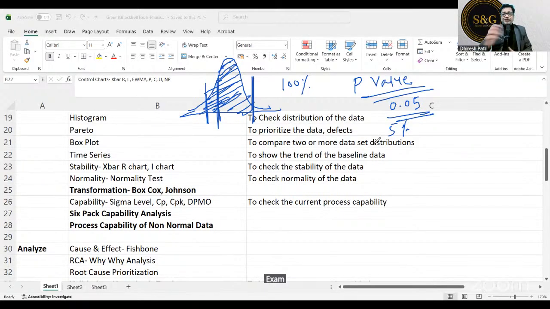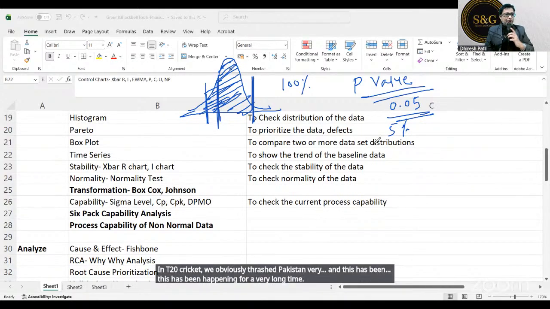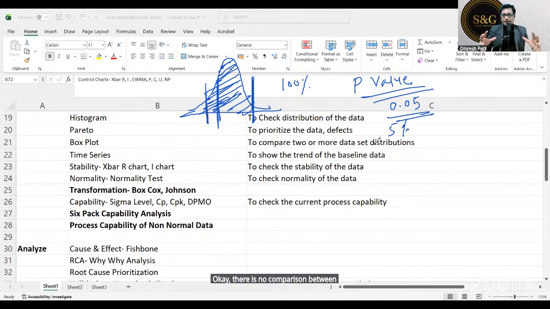Let's take an example. See, yesterday we had the India-Pakistan game, right? Understand. Now, the India-Pakistan game was there in T20 cricket. We obviously thrashed Pakistan and this has been happening for a very long time. Okay, there is no comparison between the skill sets. We are too strong for them to handle. Are you understanding? Now understand this. This is a normal performance of India.